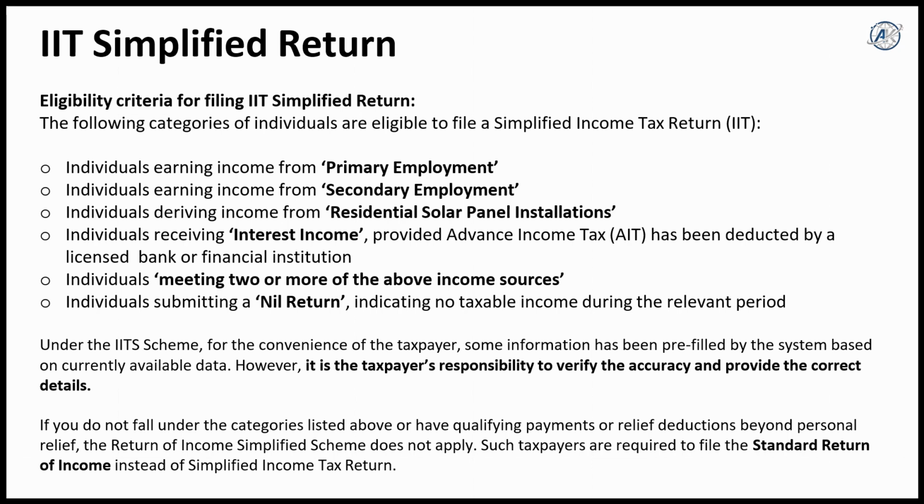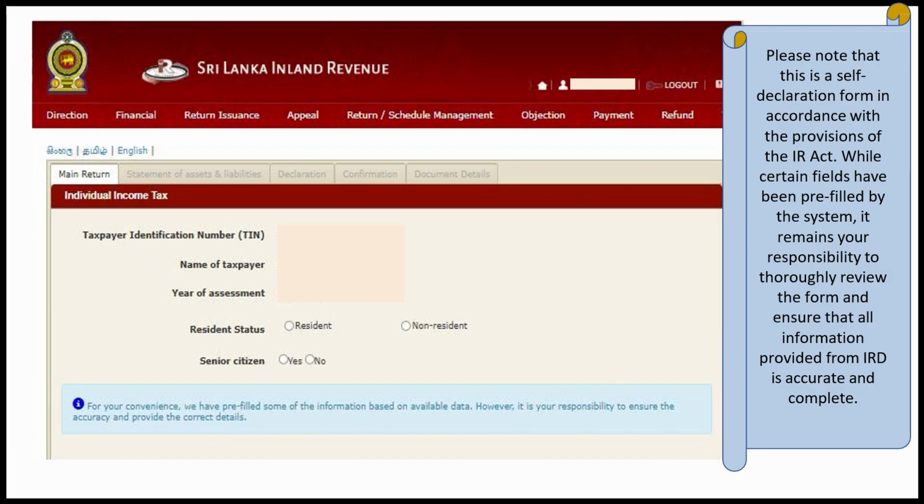If you meet 2 or more of these categories or are submitting a nil return, you qualify. The system pre-fills some info, but it's your responsibility to verify it. If you have other income types or deductions, you must file the standard return instead. Remember, this is a self-declaration form under the Inland Revenue Act. While some fields are pre-filled, you need to carefully review all information to ensure accuracy and completeness.